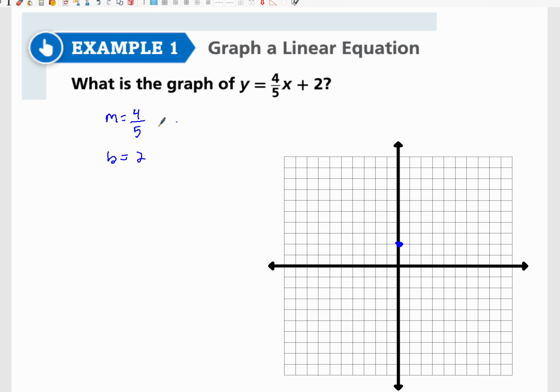Okay? And so now I've got a slope that gives me a rise over a run. So starting at that point where I know the line has to go through, I'm going to count my slope. And so my rise is 4, count up 4. 1, 2, 3, 4. And then count right. 1, 2, 3, 4, 5.